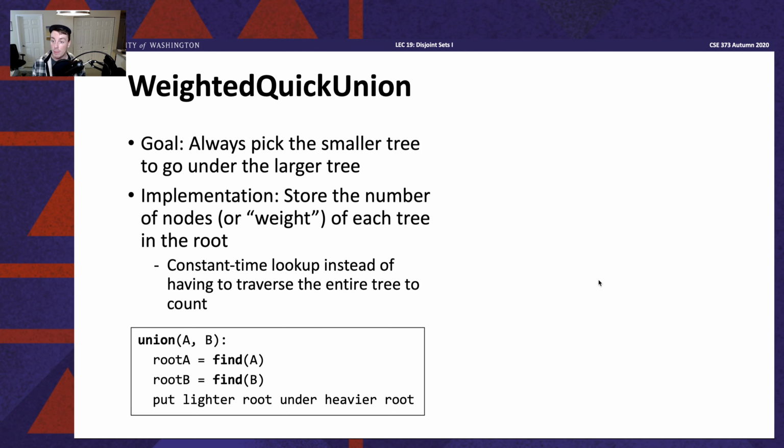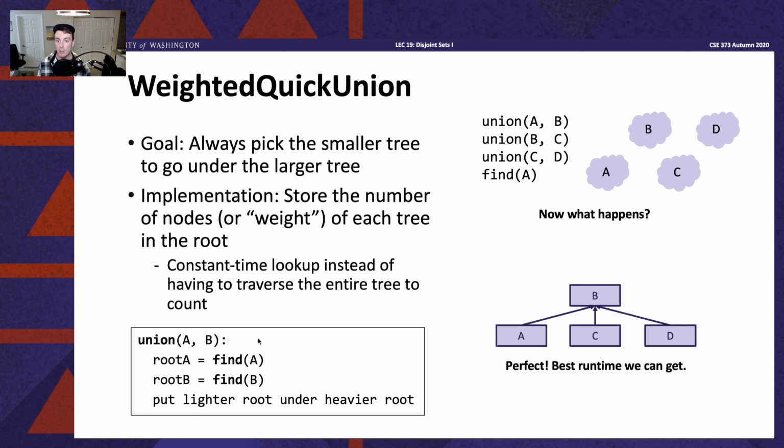So the way we're going to implement this is we're going to store the weight of each of these up trees. The weight is going to be the number of elements underneath its root. And we're going to have some kind of constant time lookup instead of having to traverse the entire tree to count it up. So we're just going to have a count associated to each one. Now our union is going to be: find the root of A, find the root of B, and then put the lighter root, the one with fewer nodes, underneath the heavier root.